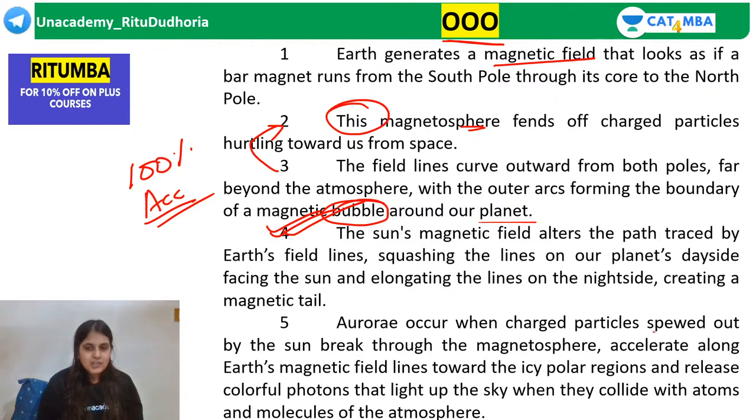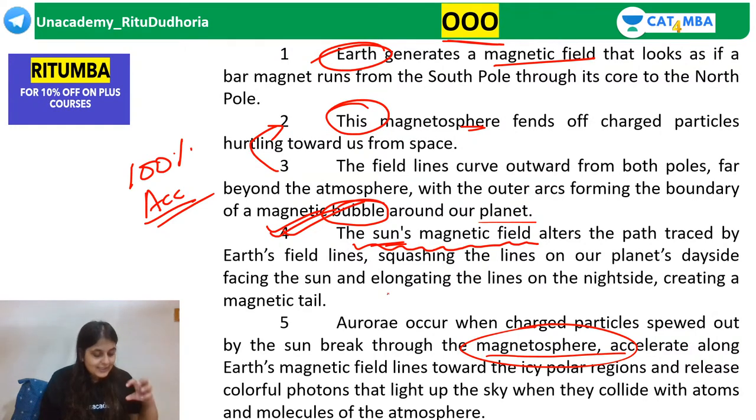Okay, so it occurs when charged particles spewed out by the sun break through the magnetosphere, accelerate along Earth's magnetic field lines towards the icy polar regions, and release colorful photons that light up the sky when they collide with atoms. Again, this is talking about this magnetosphere, and this is all talking about Earth. But this says the sun's magnetic field. Don't you think that this becomes an alien idea? Don't you think that this shifts the focus? Yes or no? All of them are talking about the Earth's magnetic field. All of them are talking about the magnetosphere.